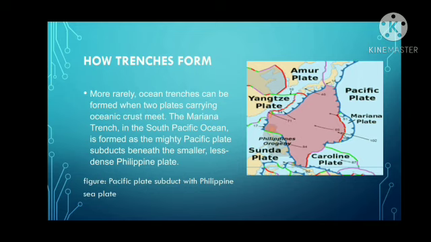So more rarely, ocean trenches can be formed when two plates carrying oceanic crust meet. The Mariana Trench in the South Pacific Ocean is formed as the mighty Pacific Plate subducts beneath the smaller, less dense Philippine Plate. So in our figure, it represents the Pacific Plate subducting beneath the Philippine Sea Plate.